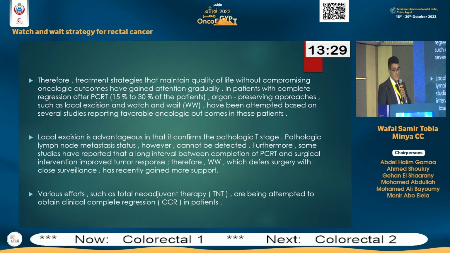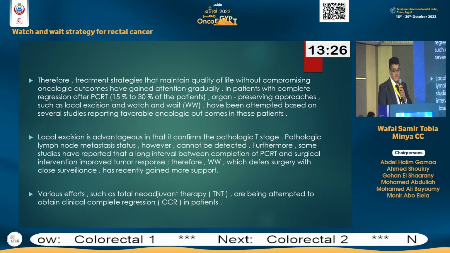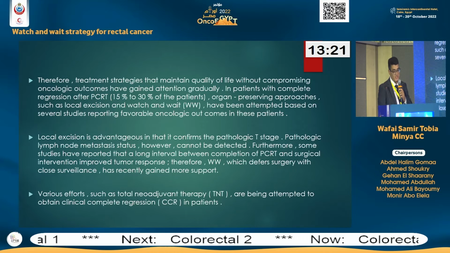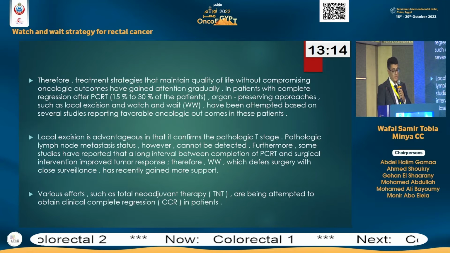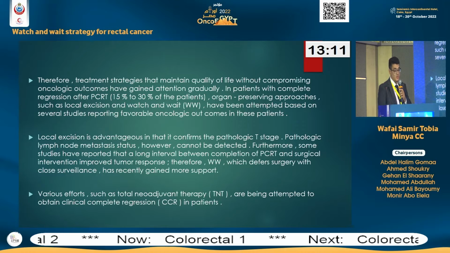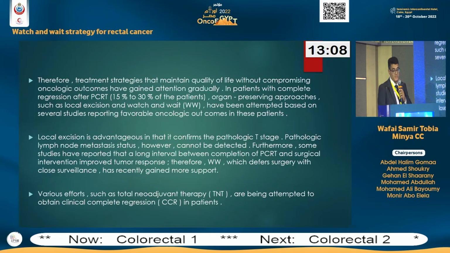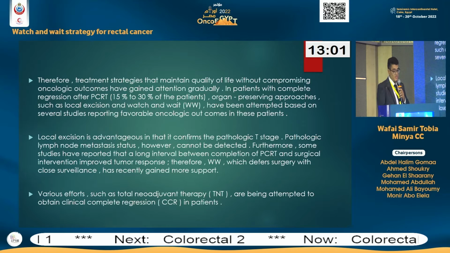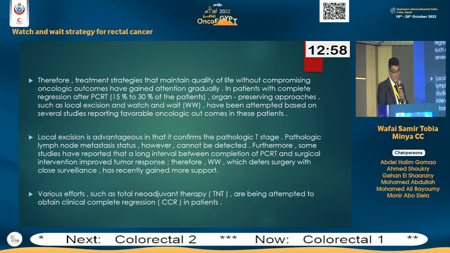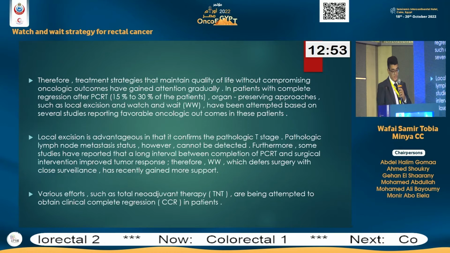Local excision is advantageous in that it confirms the pathological T stage. Pathological lymph node metastasis status, however, cannot be detected. Furthermore, some studies have reported that a long interval between completion of neoadjuvant chemoradiotherapy and surgical intervention improved the tumor response. Therefore, watch and wait with deferred surgery with close surveillance has recently gained more support. Various efforts such as total neoadjuvant therapy are being attempted to obtain complete response in patients.